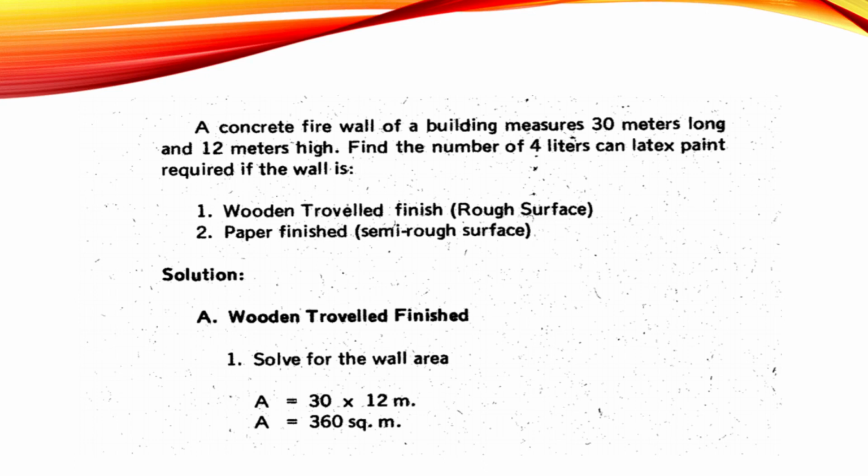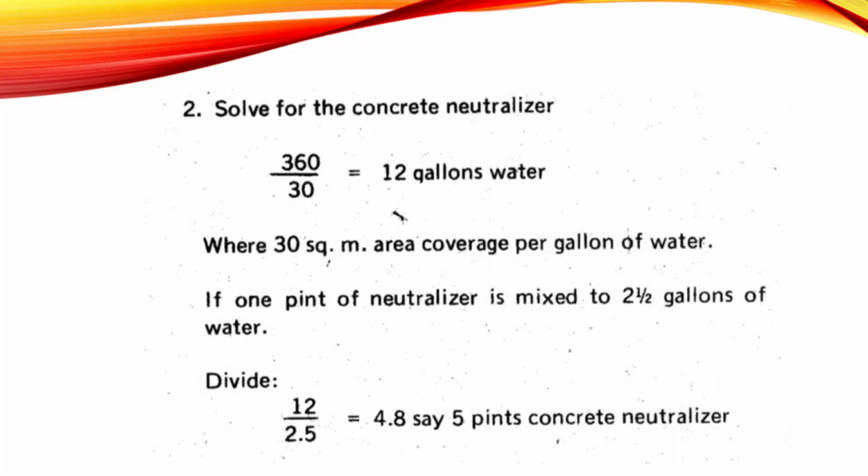For the first condition, which is the wooden troweled finish, first we need to solve for the wall area, which is 30 by 12 meters, that is 360 square meters. Now that we have already solved for the wall area, we can now solve for the concrete neutralizer. So we divide 360 square meters by 30 square meters, where 30 square meters is the area coverage per gallon of neutralizer for coarse to rough surface. Therefore, we have 12 gallons of concrete neutralizer.